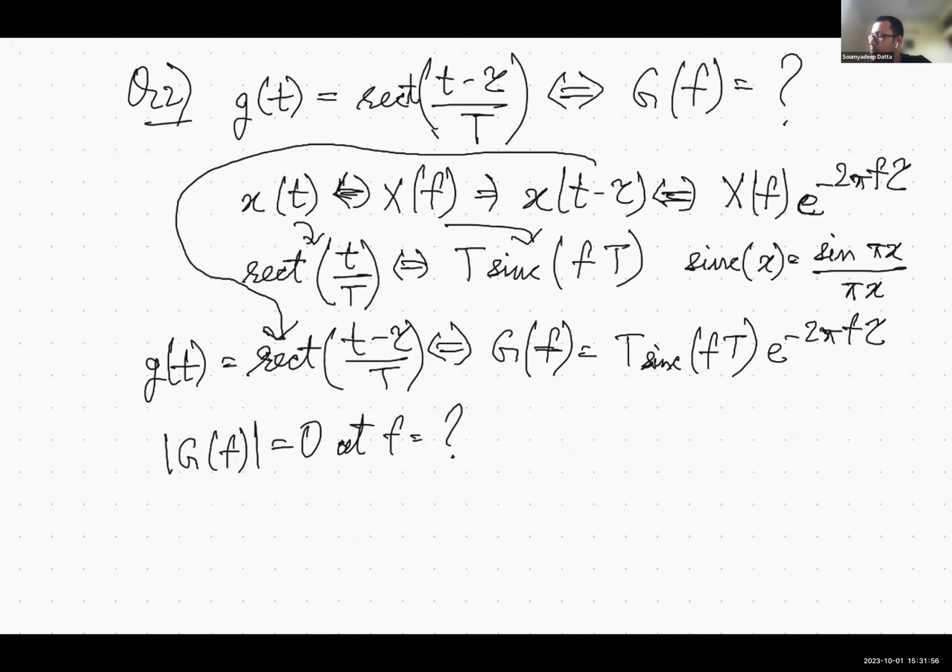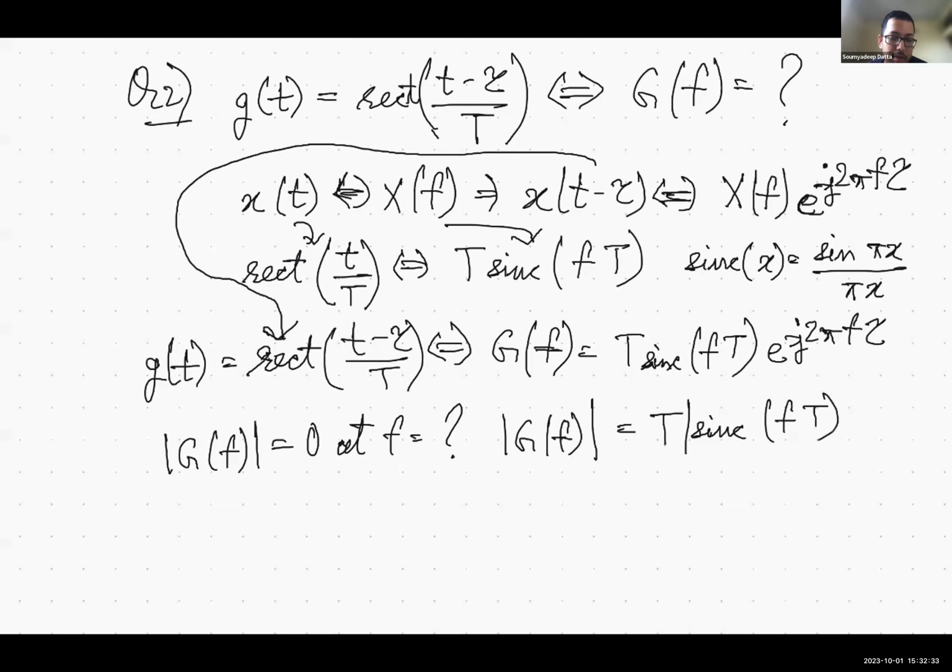So what is mod G of f? This term, e to the power minus j, actually, one second, I missed the iota. So this is e to the power minus j 2 pi f tau, and everywhere this will be there. We know that e to the power minus j theta has magnitude 1. So the modulus is nothing but this quantity.